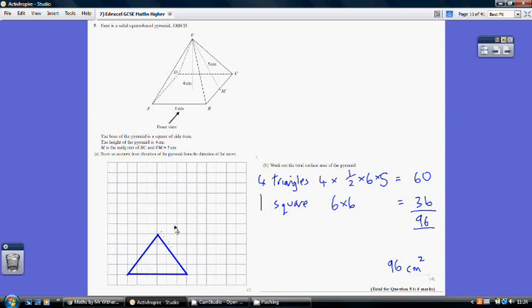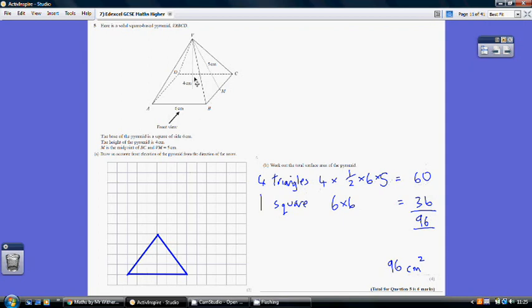Now to work out the total surface area of the pyramid, just imagine you're covering the pyramid in wrapping paper. So we've got 4 triangles which are the same, which have got a base of 6 and this perpendicular height of 5. So each of these triangles is going to have an area of half times base times height, so half times 6 times 5, which is 15. 4 of those triangles, so that so far is a surface area of 60.